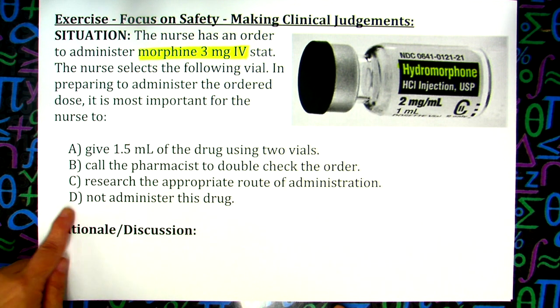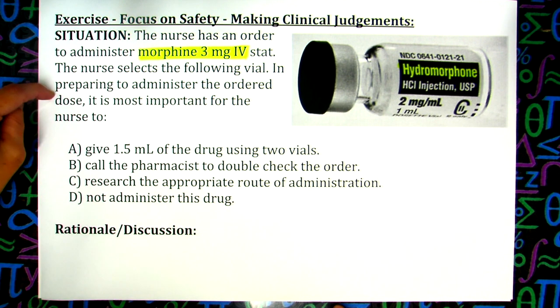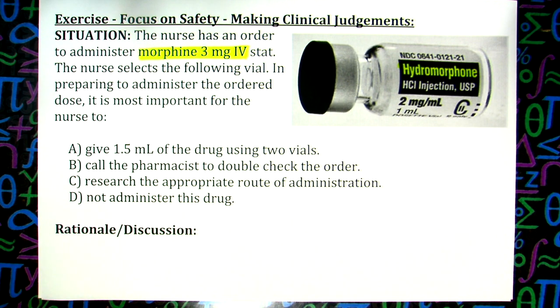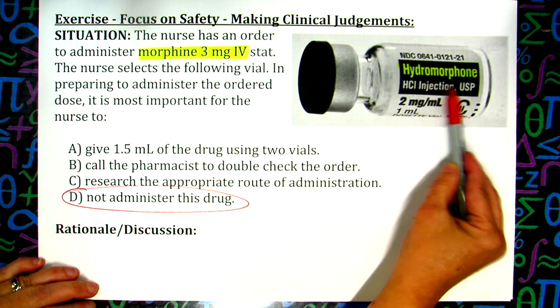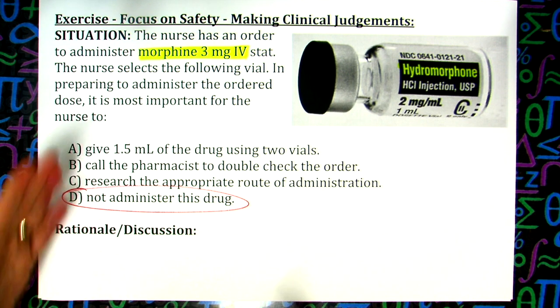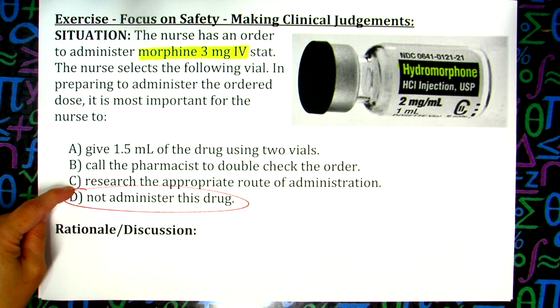All right, so D says not administer this drug. In preparing to administer the ordered drug, it is most important for the nurse to not administer. So D is our right answer, because why? Morphine was ordered. That is not the vial there. So this one was kind of straightforward, but could be easily overlooked. You could easily get stumped here, maybe pick C, because yes, that is important. It's not the most important thing.